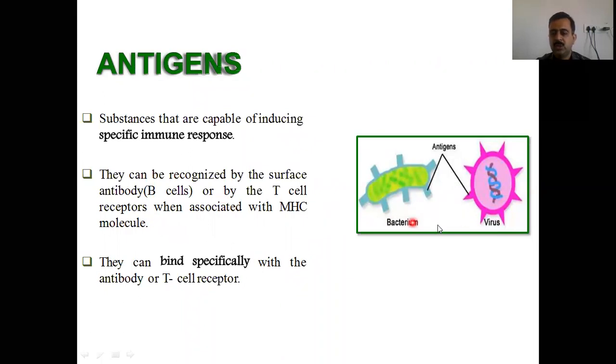Here, you can see that viruses or any sort of bacteria have specific sections on their cell membranes or on the outer side of their cell, and these are nothing but the antigens. They can bind specifically with the antibody or TCR. So again, they have specificity in terms of the antibody.